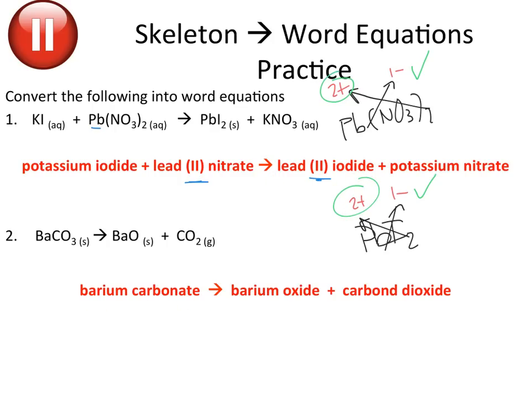Barium carbonate, no tricks there. We get barium oxide and carbon. In this case, we have carbon dioxide. There's an extra D there. Okay, tricking you all. Okay, carbon dioxide.